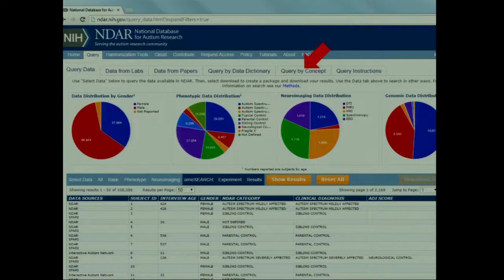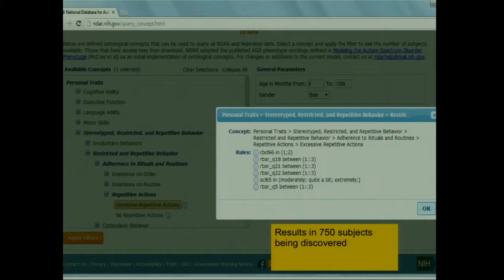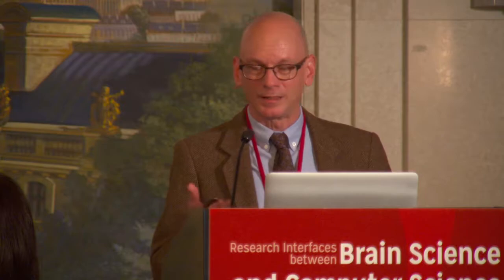So what does query by concept mean? Suppose you're interested in excessive repetitive action, and you want to find all the subjects in the database who have autism and show excessive repetitive action. Great. Well, how do you do that? Remember, there are 500 data dictionaries. So you would have to know something about all 500 of those data dictionaries in order to launch that query, unless you had prior knowledge.